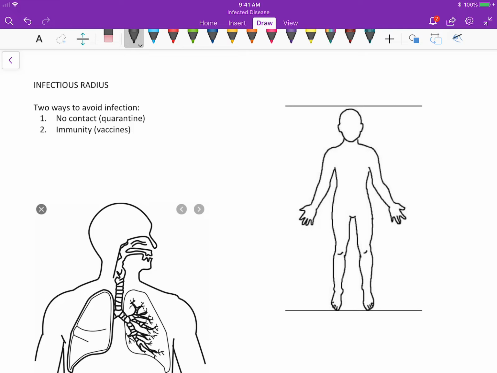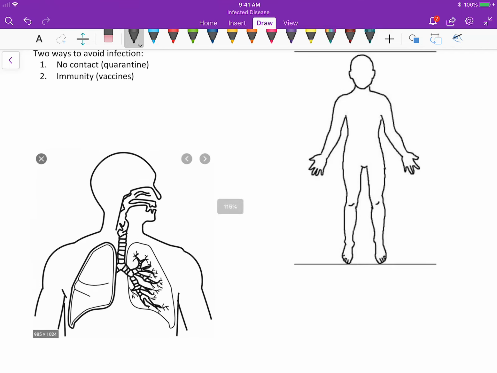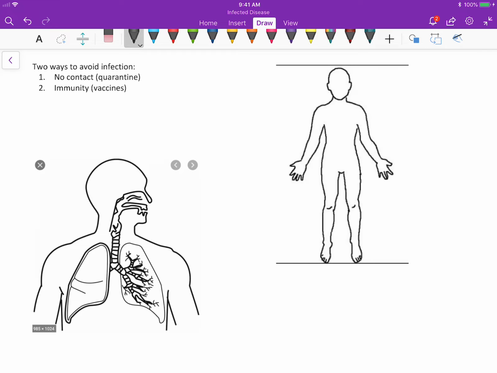Now, how do you avoid infection? Well, there's only two ways to avoid infection. That is, you either don't come into contact with anyone that has the virus, or if you do come into contact with an individual that's infected, then if you have immunity, you most likely will not get infected. And of course, you gain immunity through vaccinations.